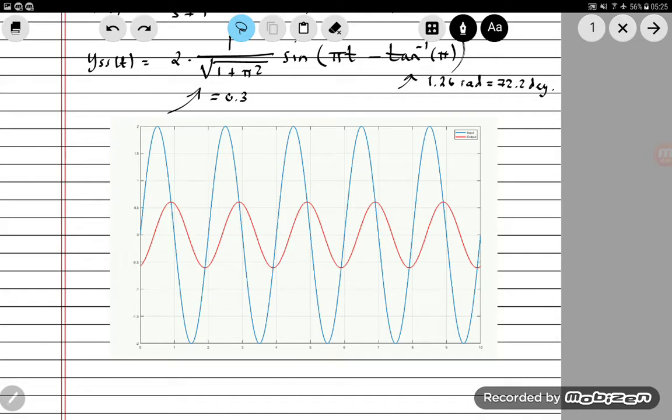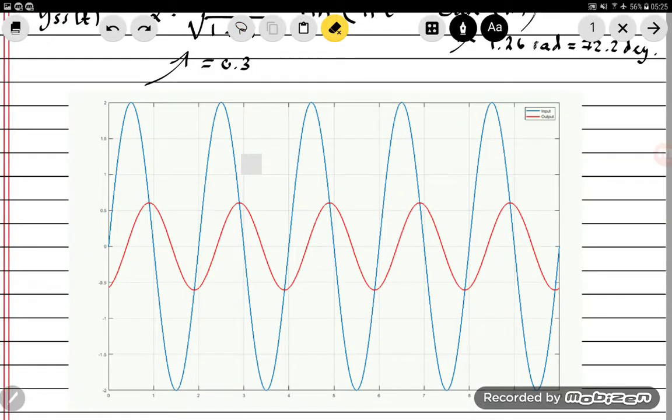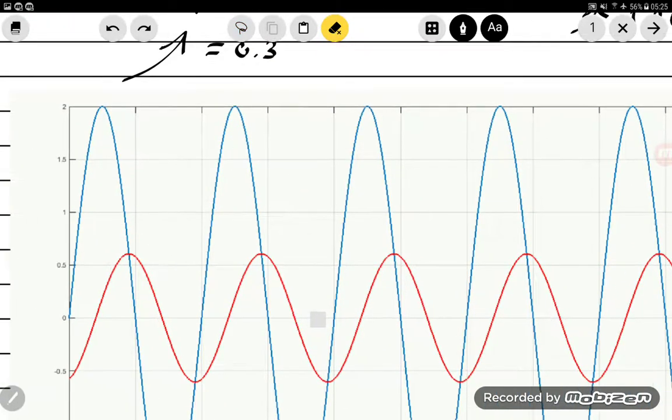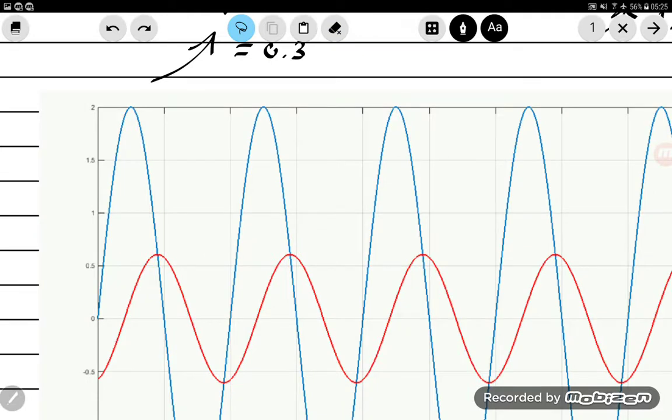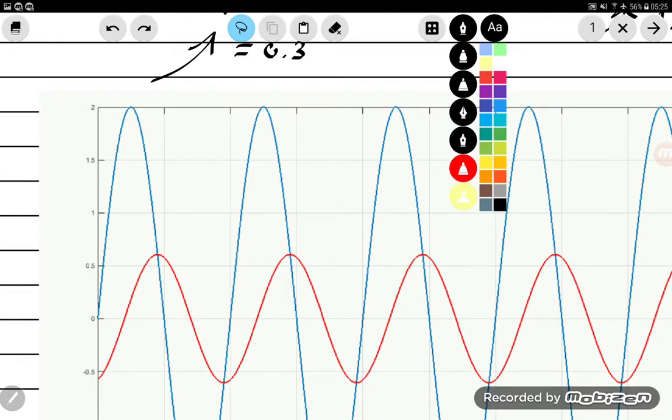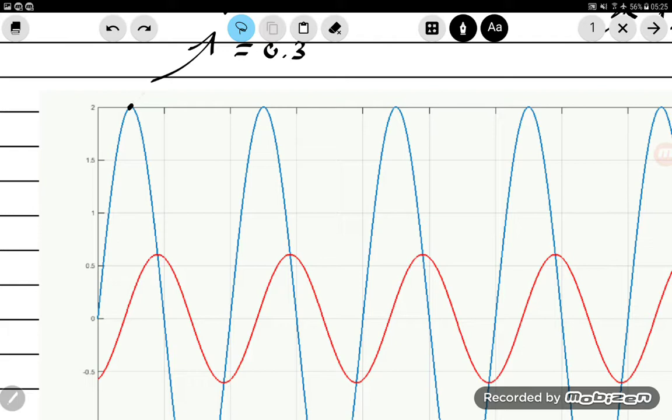Okay. Let's zoom in here. This value, which is the amplitude of our input, is obviously 2, as can be clearly seen. And that data point is approximately, I would say, 0.6.